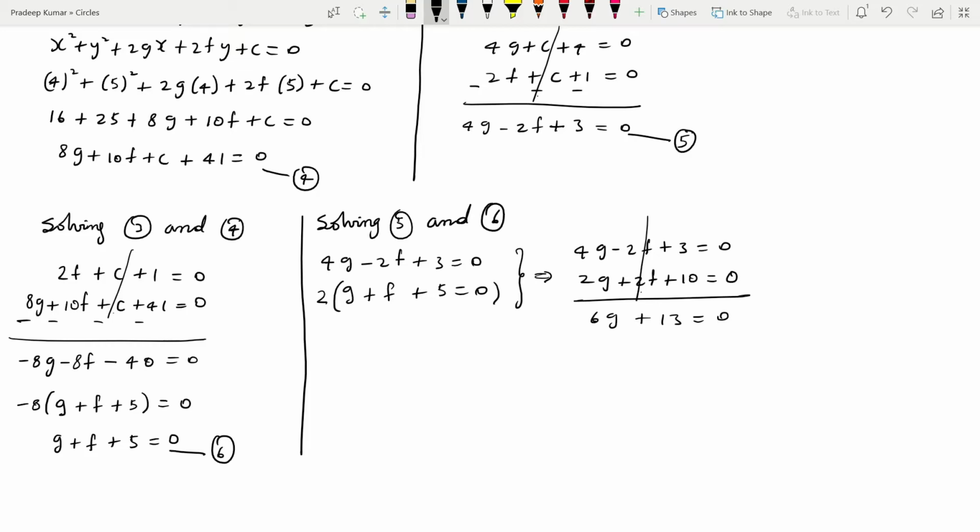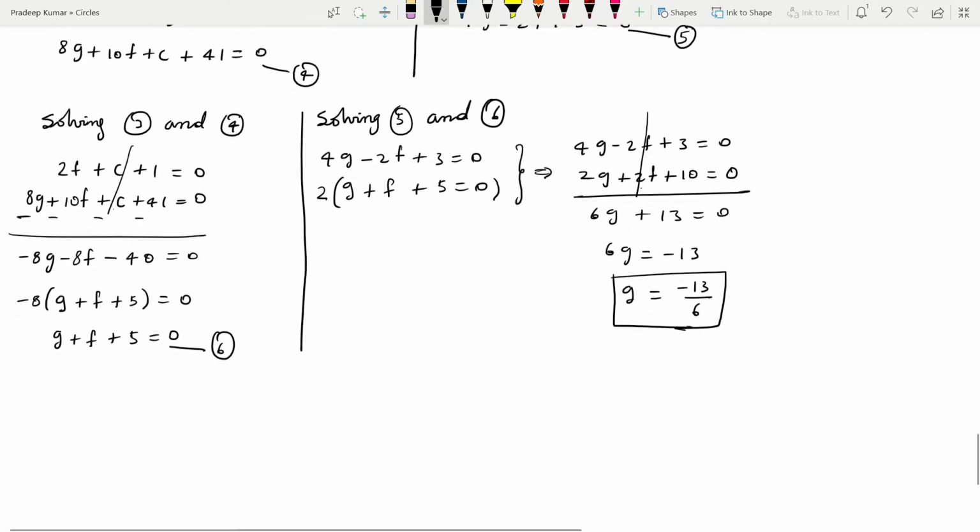Okay, so now I'll just send this 13 to the other side. So I'll be getting 6g equal to minus 13, and if I send this 6 to the other side, I'll be getting the g value as minus 13 by 6. Okay, so the g value whatever I got is minus 13 by 6. This is the g value. Now this g value I'll just substitute in equation number 6. Okay, so let's do that.